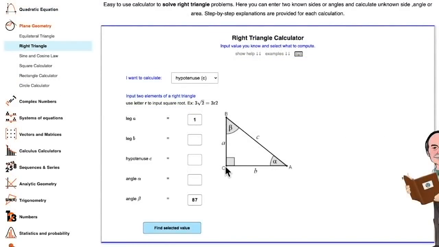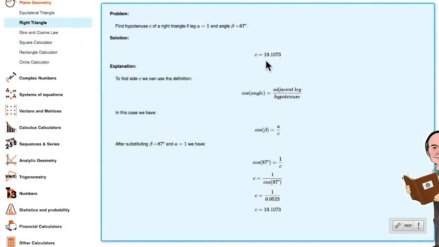That would be this angle right here, angle beta. The distance to the moon is B to C, and we'll put in 1. Now, what we want to do is solve the distance from the Earth to the sun, which is the hypotenuse, C. So let's go see what happens. And we come up with an answer of 19 times the distance from the Earth to the moon is the distance from the Earth to the sun.